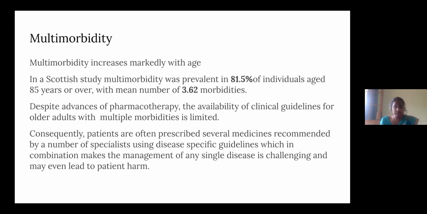Multimorbidity increases markedly with age. In a Scottish study, multimorbidity was prevalent in 81.5% of individuals aged 85 years or over, with a mean number of 3.62 morbidities. Despite advances of pharmacotherapy, the availability of clinical guidelines for older adults with multiple morbidities is limited. Consequently, patients are often prescribed several medicines recommended by a number of specialists using disease-specific guidelines, which in combination makes the management of single disease challenging and may even lead to patient harm.